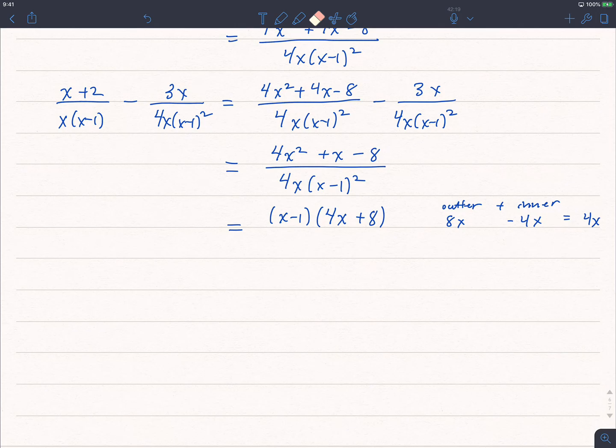4 is not a factor of the numerator. X is not a factor of the numerator. And we just discovered that x minus 1 is not a factor of the numerator. So we're done. All right, let's do one more.